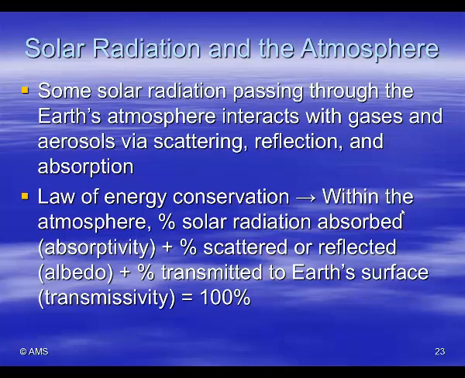So if we look at the Earth's atmosphere, the percent of radiation that's absorbed, called the absorptivity, plus the percent that's scattered or reflected, which we call the albedo, plus the percent that's transmitted to the Earth's surface, which we call transmissivity, has to equal 100% of the energy coming in from the sun.